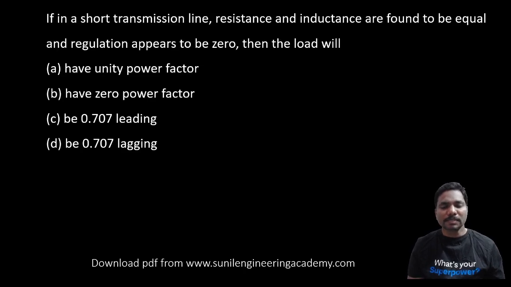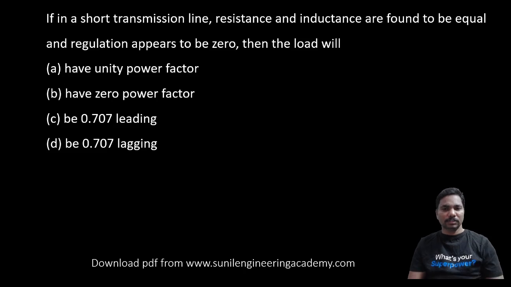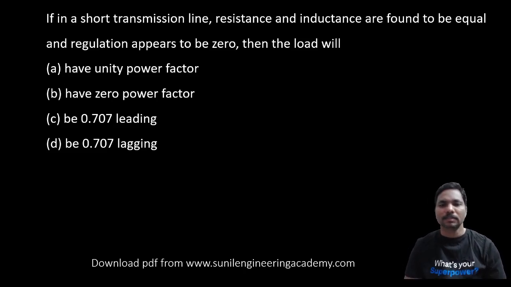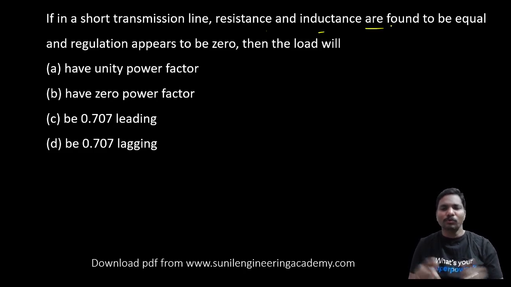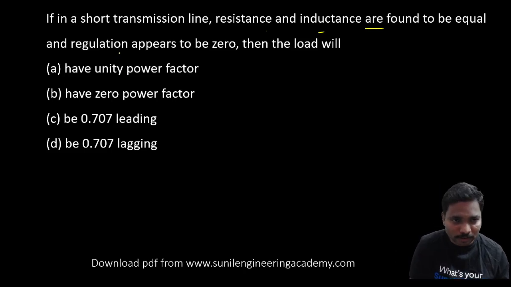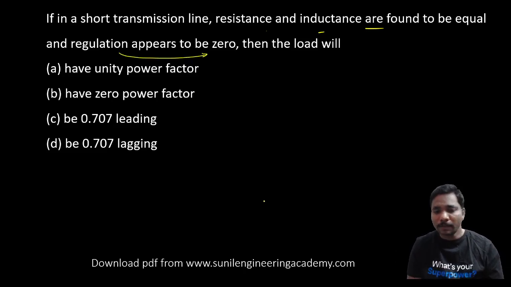In a short transmission line, resistance and inductance are found to be equal and regulation appears to be zero. Then the load will be dash. For this type of question, most of the students focus on resistance and inductance being equal, and what the regulation appears to be. No need of focusing on that point. Focus on this point: regulation appears to be zero.